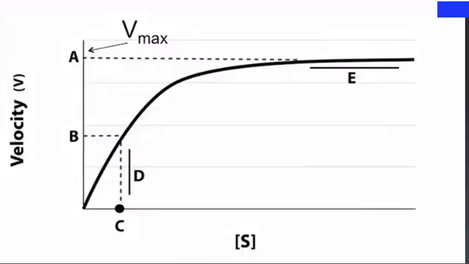review number one. Number one, label the following graph of Michaelis-Menten kinetics. So this graph is very important to understand and be able to label. A on this graph is your Vmax, your maximum velocity. B is 1/2 of Vmax, which gives you C, your Km, the concentration of substrate that's required to reach 1/2 of Vmax. It's Km.